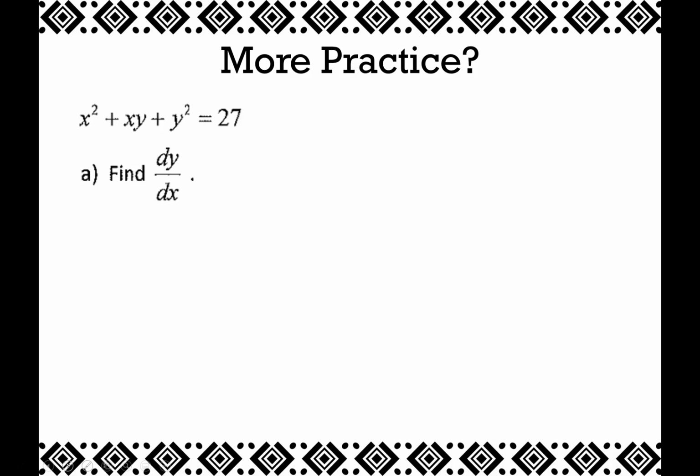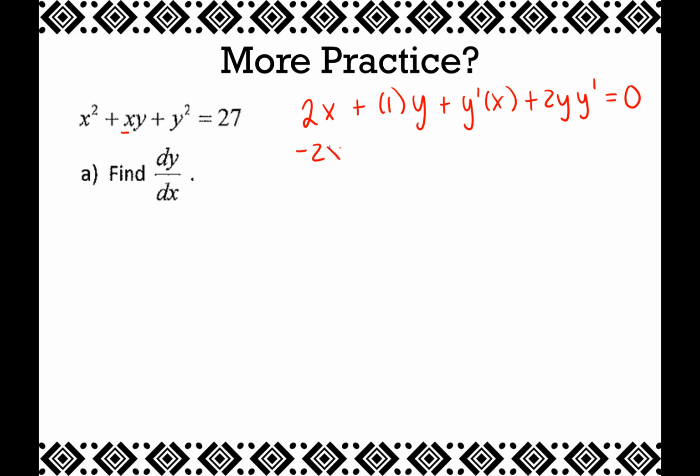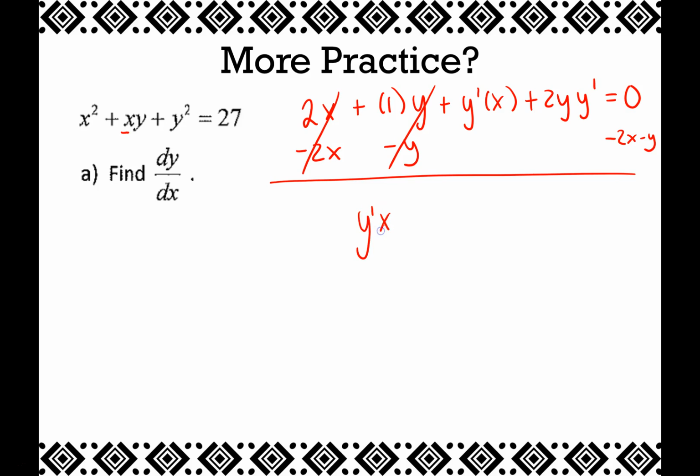All right, here's another problem. So we've got 2x plus the derivative of the first, which is 1, times the second, plus the derivative of the second times the first, plus 2y, y prime equals 0. Let's subtract 2x from both sides. And let's subtract a y while we're at it. Okay, that disappears, that disappears. I'm left with a y prime x plus 2y y prime equals negative 2x minus y.